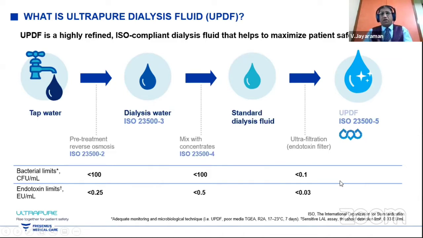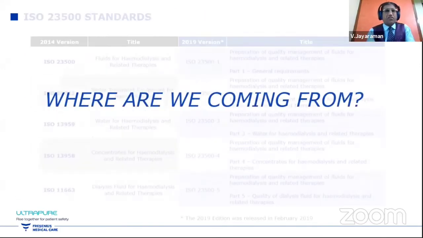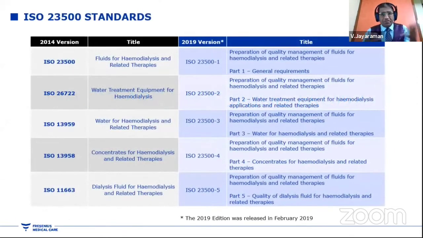Finally, coming to the ultra pure dialysis fluid, after the endotoxin retention filter, you will see the CFU less than 0.1 and the endotoxin 0.03. It's all per ml. Where are we coming from? Yes, the previous version in 2014, we had ISO 23500 for various things. For water treatment equipment and hemodialysis, you had 26722. All these have now been made into one ISO document, 23500.